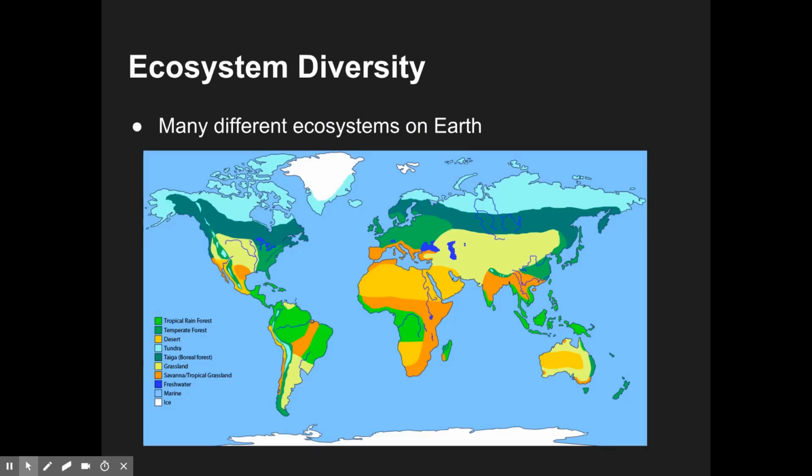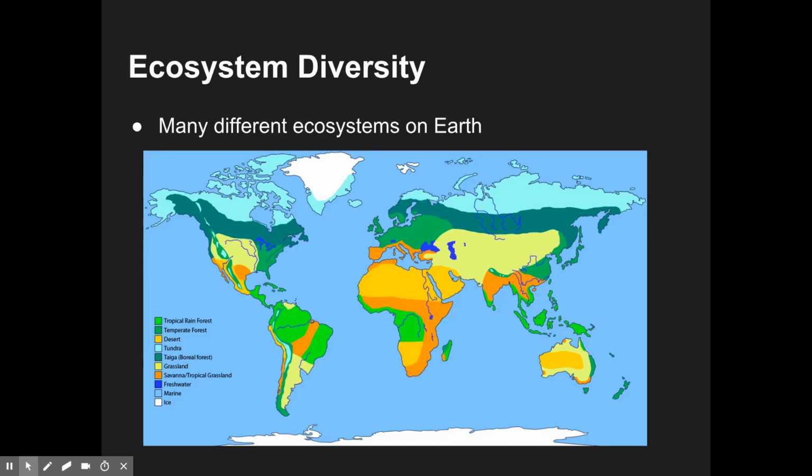Ecosystem diversity just reflects the fact that there are many different ecosystems on Earth. This map groups similar ecosystems into biomes. So you can see the Eastern United States and most of Europe and Eastern Asia are all lumped together in a temperate forest biome. But the fact is that each of those are unique ecosystems. And so each one of them is slightly different.